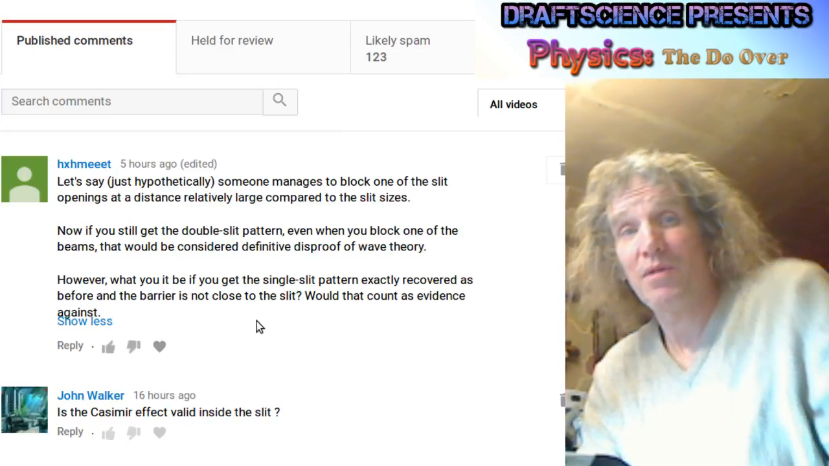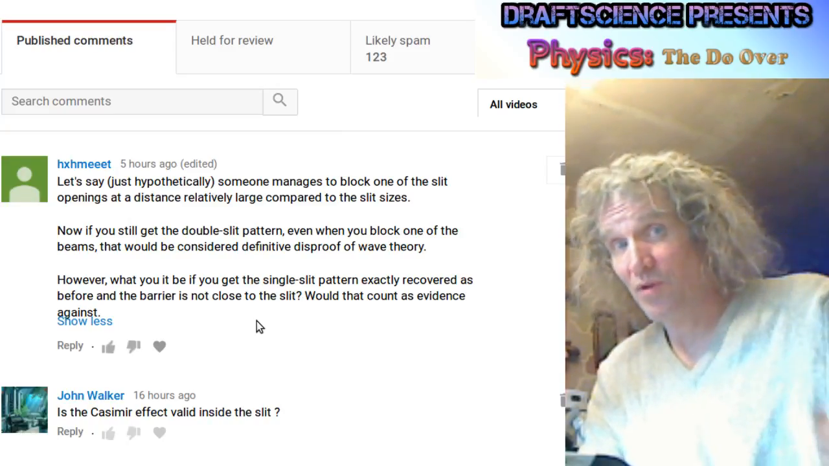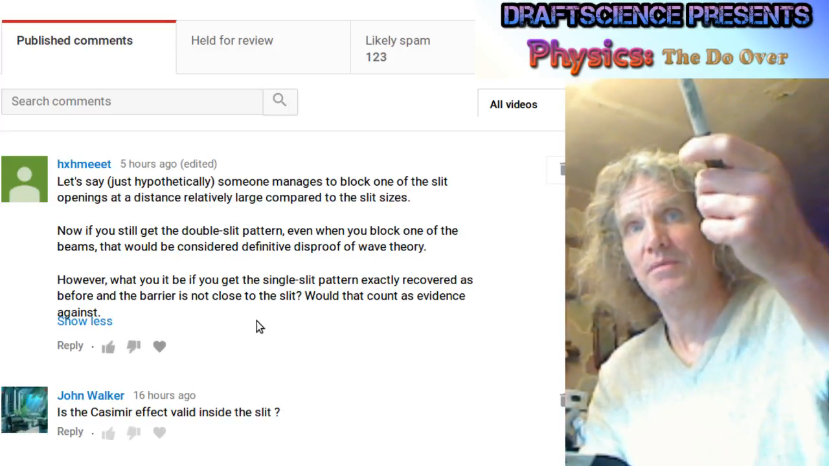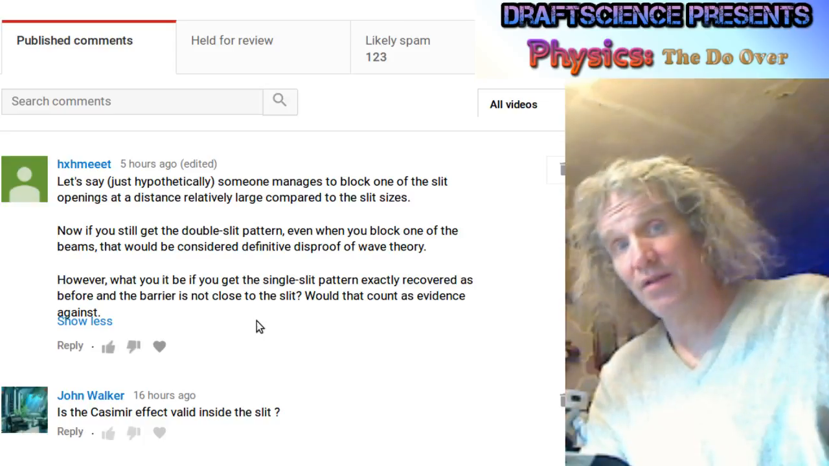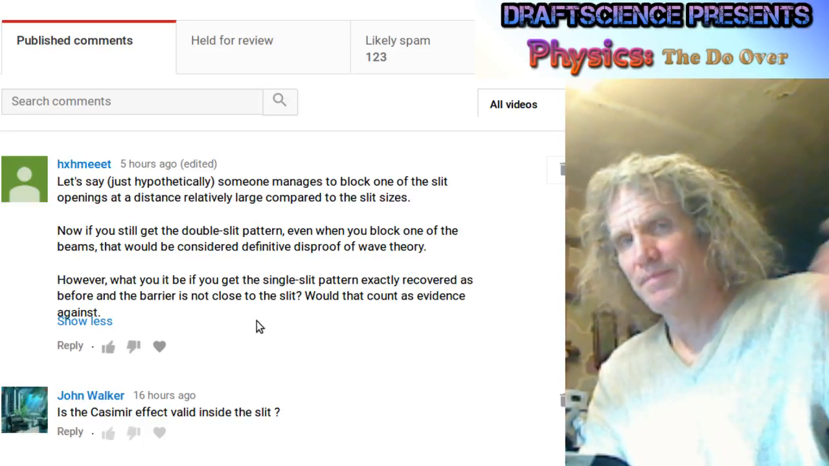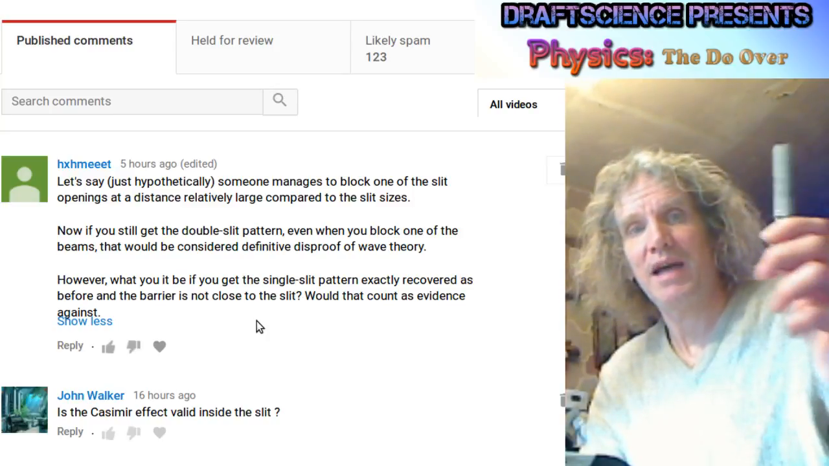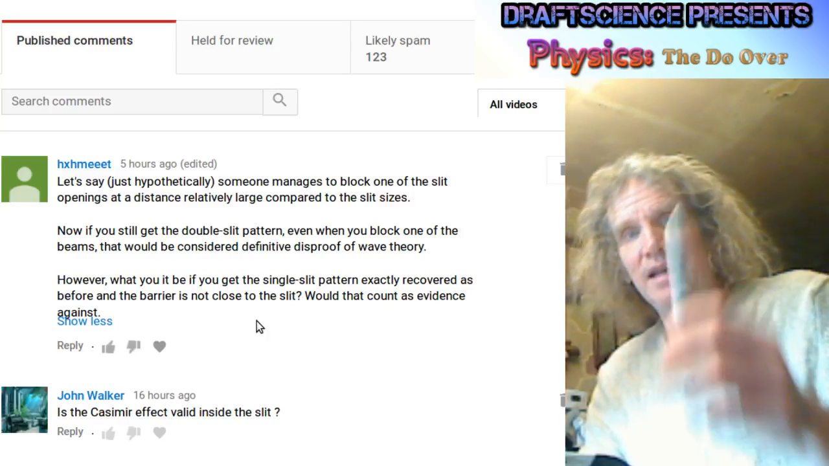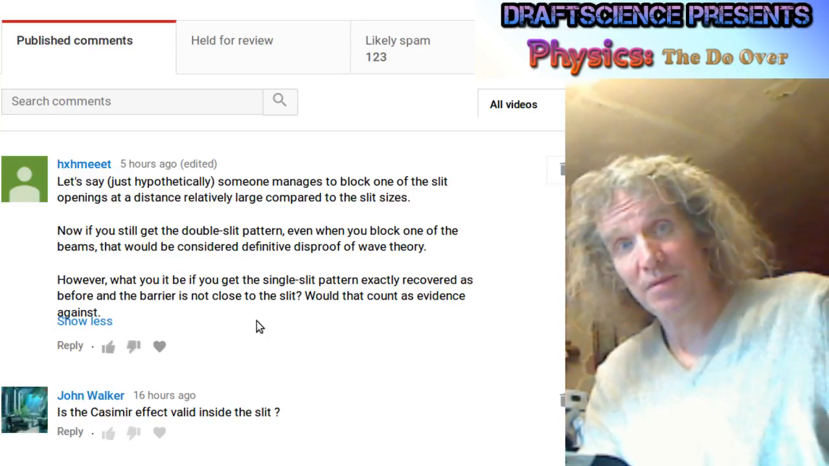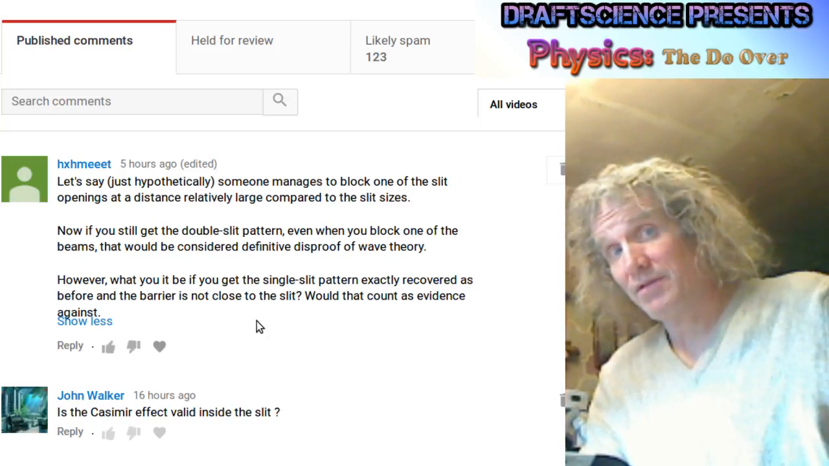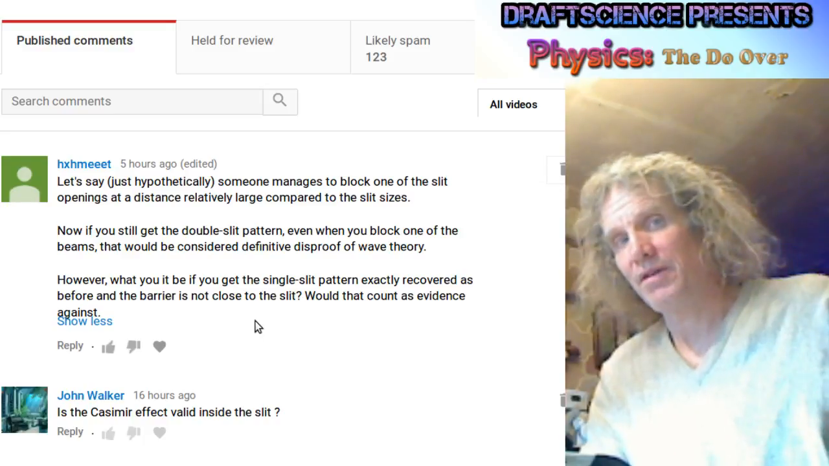It just depends on how well the experiment's done. I suppose it would count as evidence against something other than a wave theory. But I'd have to think through the permutations of, again, how you actually accomplished taking the slit out of the experiment, because it's not that easy to take it out without mechanically interfering.